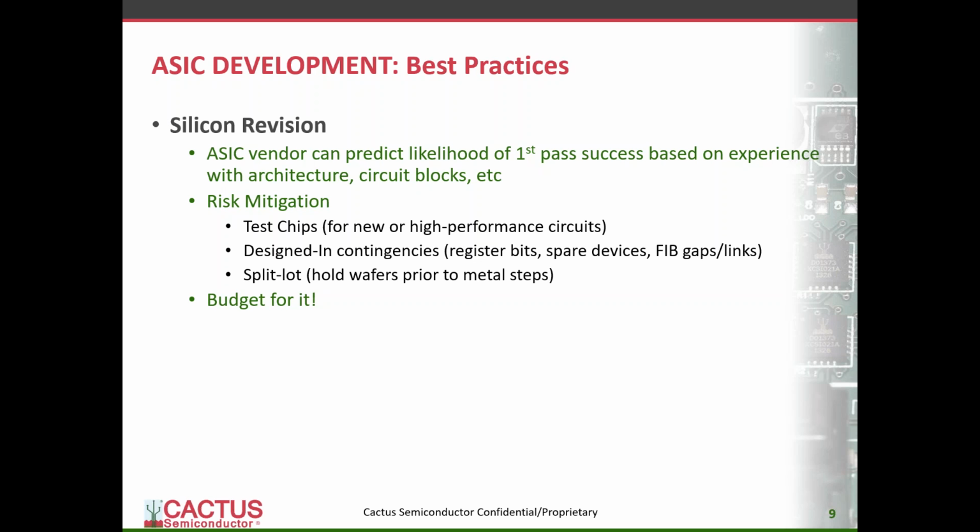So we talked a little bit about risk mitigation. Some additional things we can do is we can do test chips on some of the embedded circuits or high performance circuits. We design in contingencies, and I talked about that. Extra devices. You can rework the silicon itself and cut metal traces and create metal connections on the silicon. And you can do that to develop a couple working prototypes. And then you can go back in the fab and make those changes permanently.